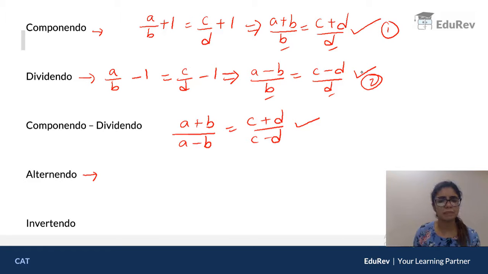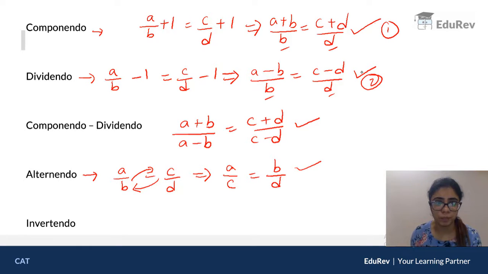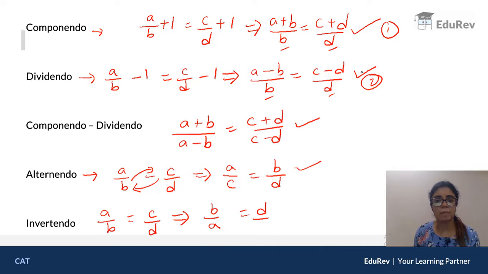Also, what is alternando? It's a very basic property. Suppose A upon B is equal to C upon D. We'll just interchange B and C. So this will also mean A upon C is equal to B upon D. This is called alternando. And finally you have invertendo. Now what does invertendo mean? If A upon B is equal to C upon D, it also means B upon A is equal to D upon C. You will just invert the ratios, that's it. This property is called invertendo.